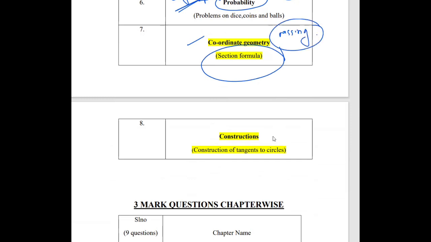Next, 200% confirm, that is your construction, construction of tangents. 2 types of question here. One is that you have to draw tangents from a point 9 centimeter away from the center, or 5 centimeter away from the center, or 10 centimeter away from the center. Or you have to draw tangents from an external point where the tangents are inclined at 60 degree, or 70 degree, or 80 degree. They can ask on this type also.